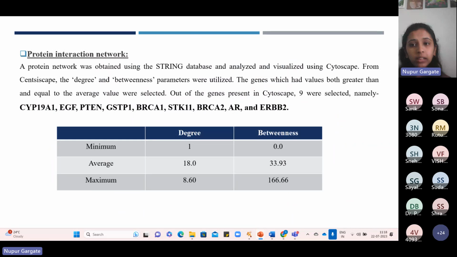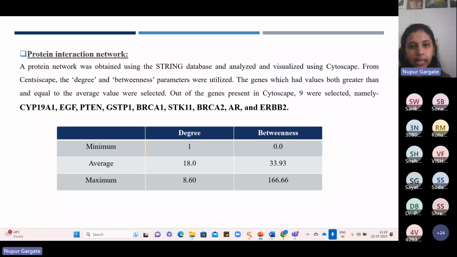From Cytoscape, to analyze the network, we use CentiScape, which is an app already present in Cytoscape. And in CentiScape, as I said earlier, degree and betweenness parameters were utilized. So these were the results of degree and betweenness which were seen. The minimum degree obtained was 1, and the minimum betweenness was 0. Average degree and betweenness values were 18.0 and 33.93 respectively. And the maximum degree was 8.6, while the maximum betweenness was 166.6.